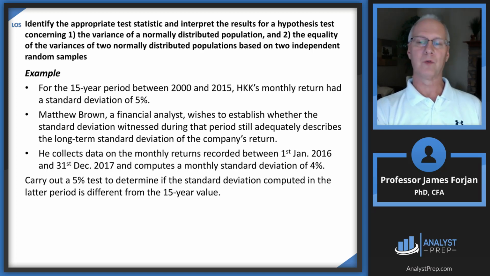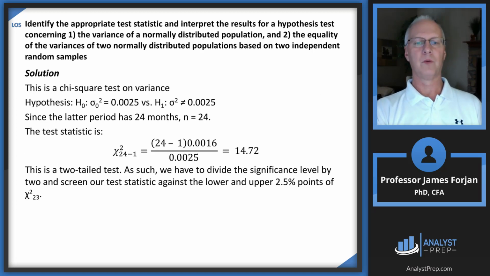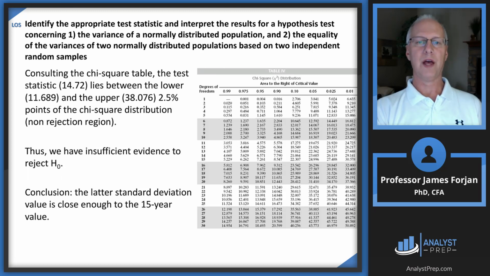If that last sentence were to have said, compute to determine if the standard deviation computed in the later period is greater than or less than, then it would be a one-tailed test. All right, so we do the two-tailed test. We get our test statistic. What we have to do, just like we did back with Z and just like we did back with T, is to find the critical value. Now, since it's a two-tailed test and since we have a 5% level of significance, we're going to have 2.5% in the left-hand part of the distribution and 2.5% in the right-hand distribution.